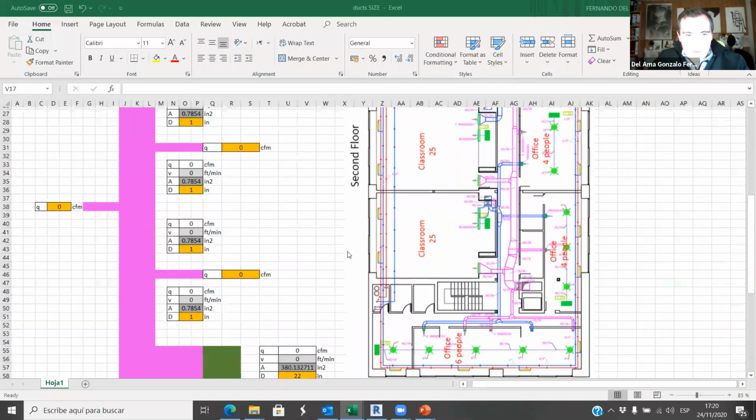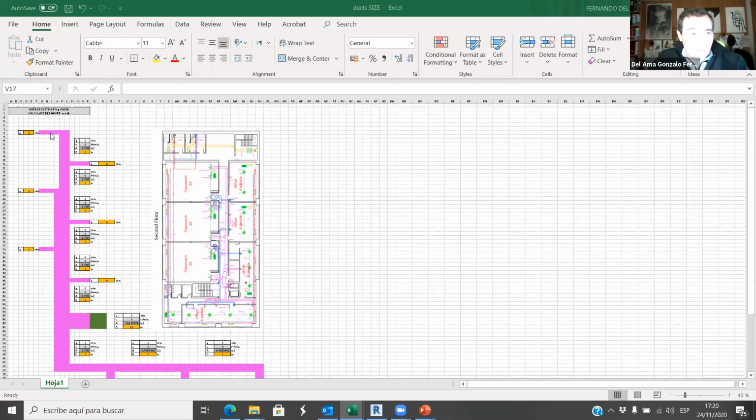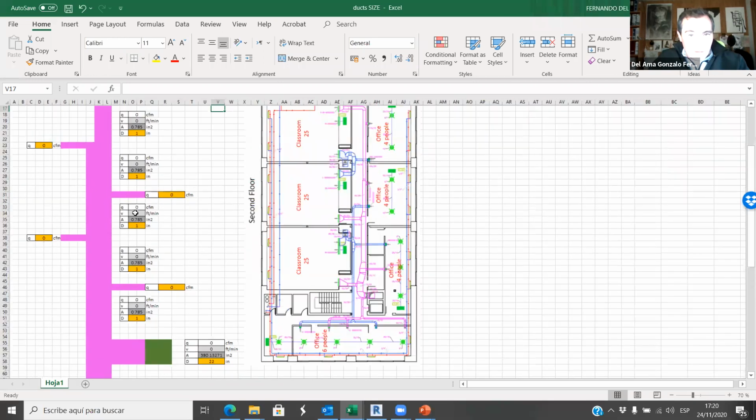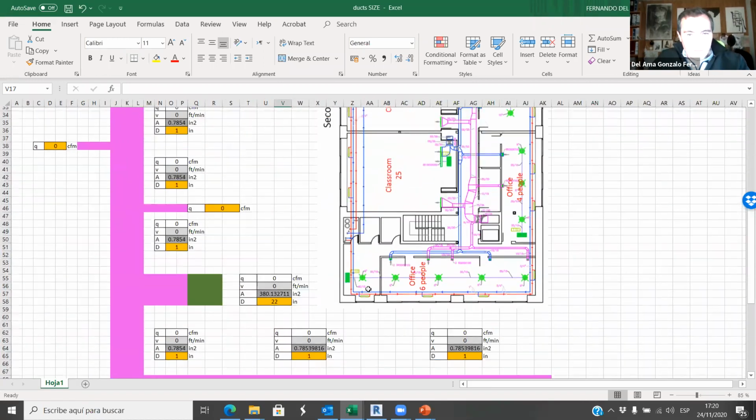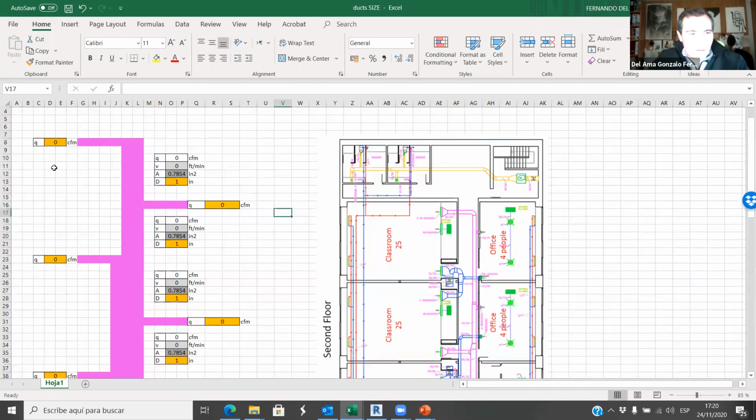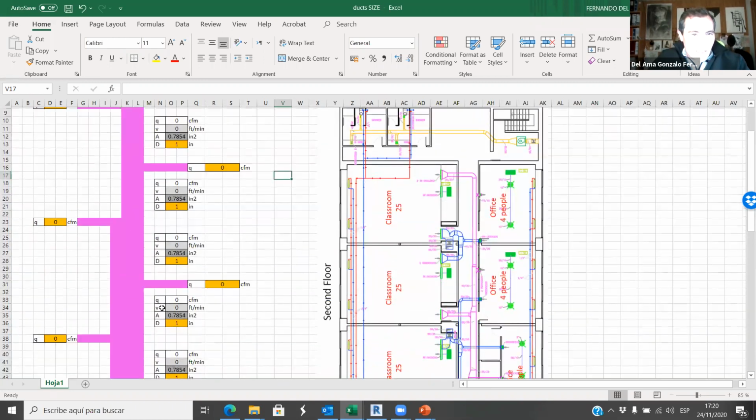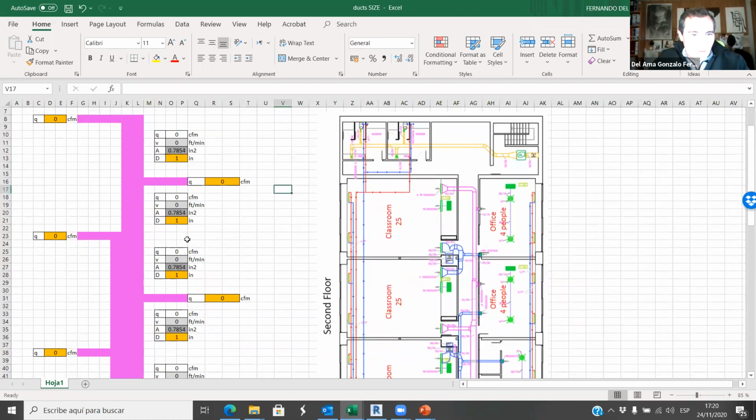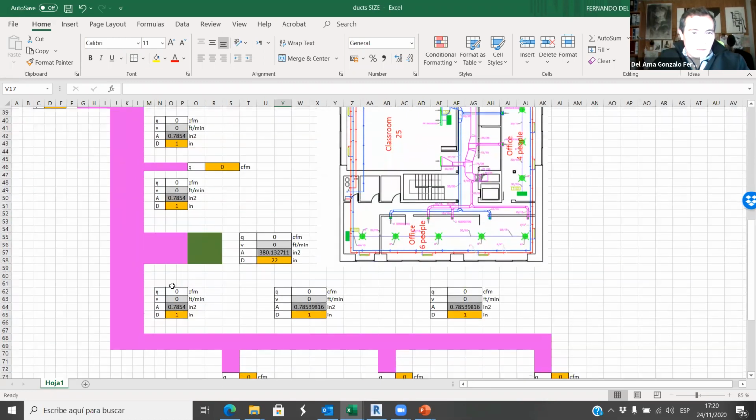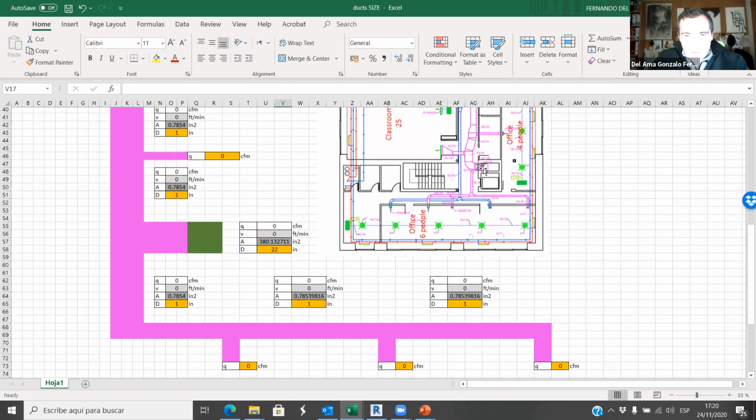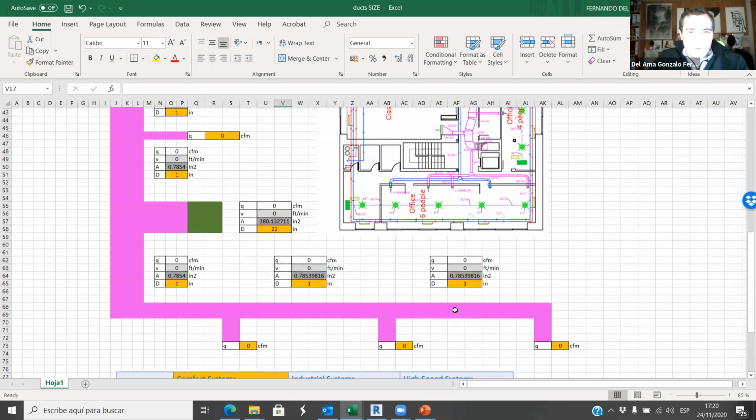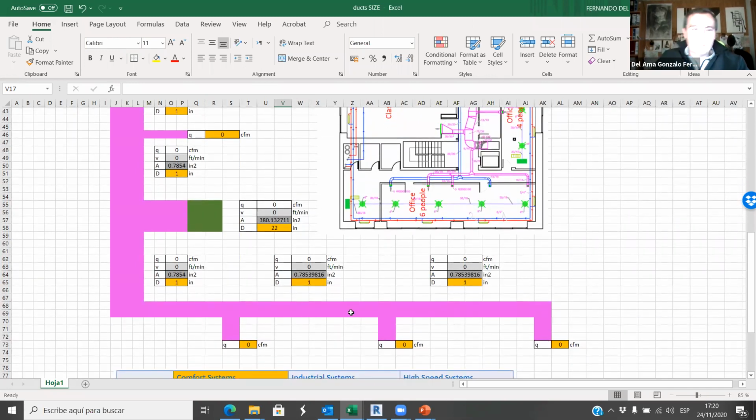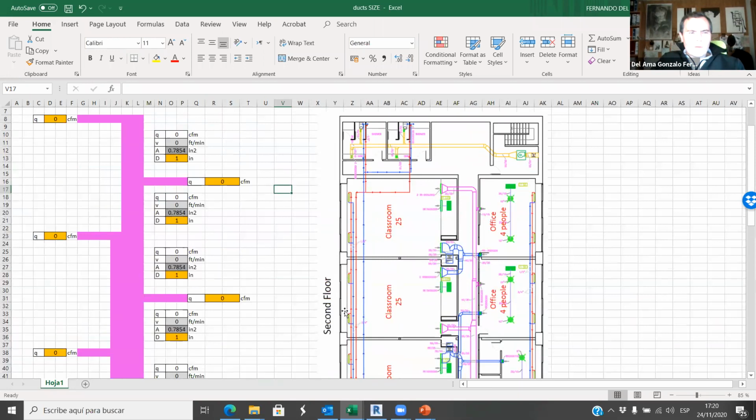Okay, so I have tried to do the same thing with Excel. This is just painting cells. Okay, so it's nothing. But we had 3 classrooms, 3 offices, 1, 2, 3 offices. And here, this is the vertical duct. And here we have 3 different diffusers for the same office, but they are 3 different diffusers. So what do we have to do here?